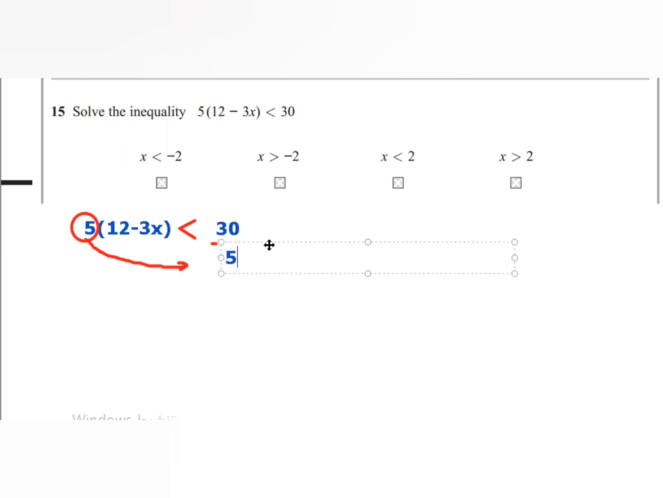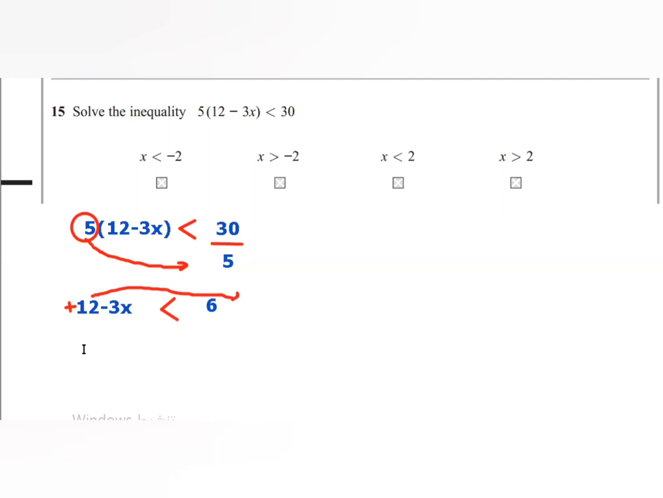You can follow the same steps. They will give you the same answer. Now, 30 divide 5 is going to be 6. So here we have 12 minus 3x, and then here we have 6, and then we have the inequality sign, smaller than. Okay. Now, 12 minus 3x smaller than 6. Now, let's take the 12 to the other side. So it's going to be minus 12 because here it's positive. So I'm going to take it to the other side. It's going to be negative.